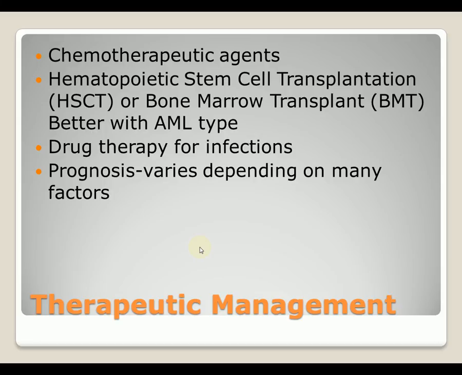The age of the child between 2 and 9 has a better prognosis, and the type of cells involved, sex of the child, girls do better than boys do, and karyotype analysis. Chemotherapeutic agents, your stem cell transplants, drug therapy for infection, and the prognosis, like I said, varies on many factors.